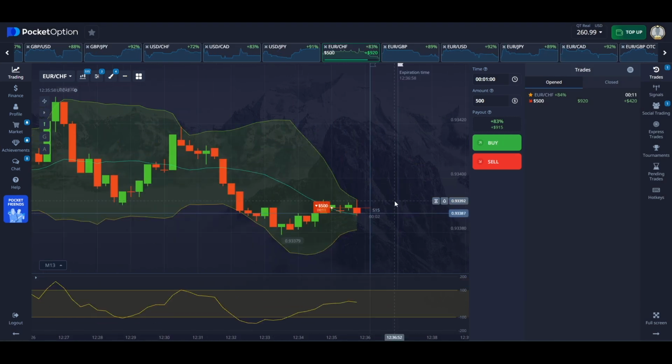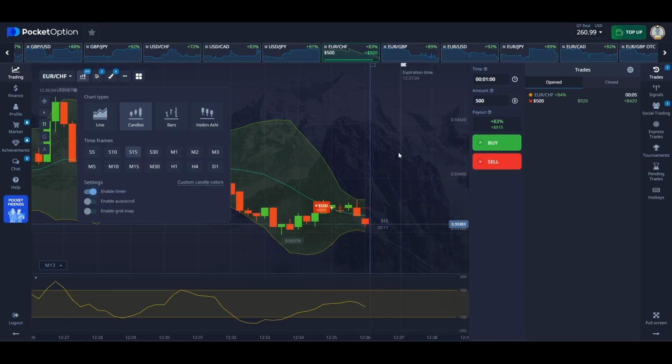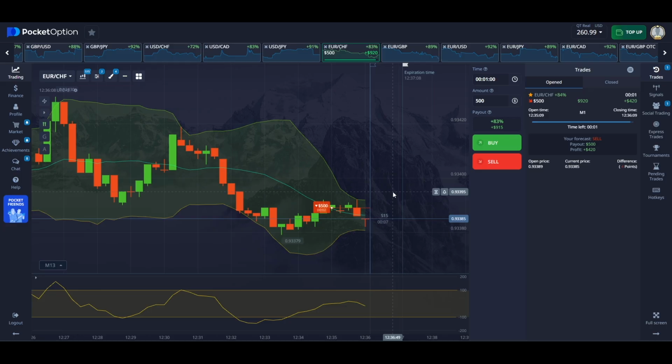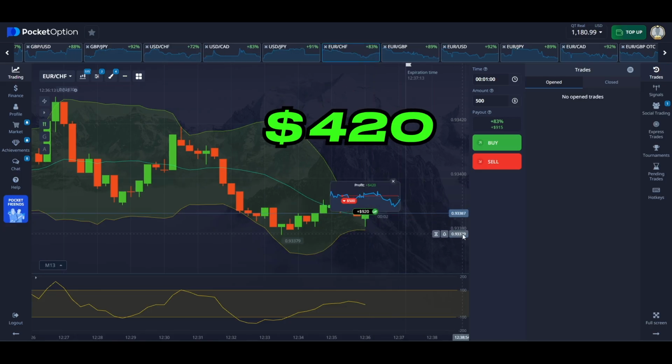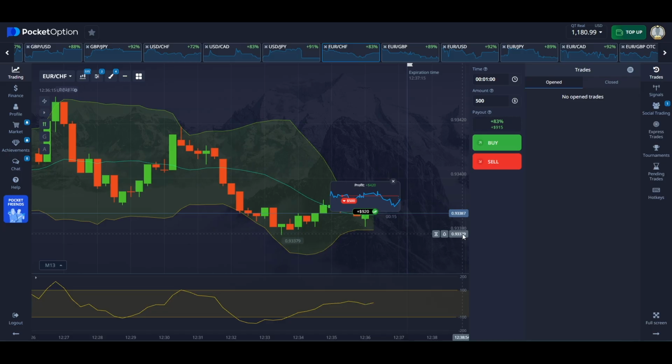So this works for both buying and selling. For 1 minute, using 15-second candles, all of this works really well. So the most important thing with this strategy is to practice a bit, and then you'll be able to read all these situations on the market. Great profit. The second trade is also a winner. That's already $1,180. And let's take a risk with the next trade and open it for $750.